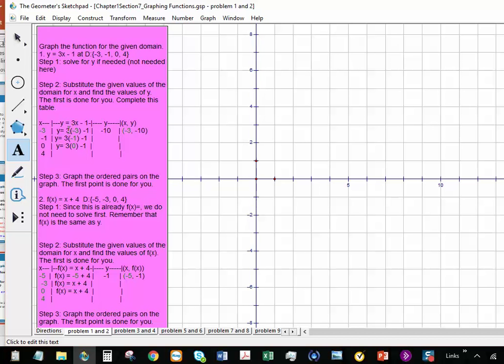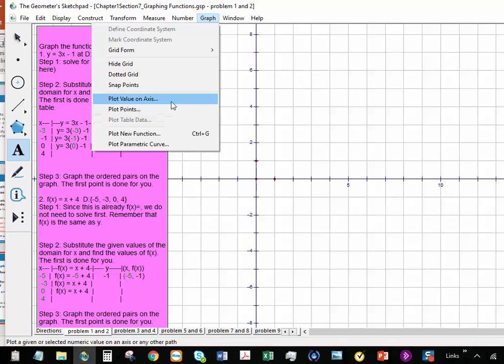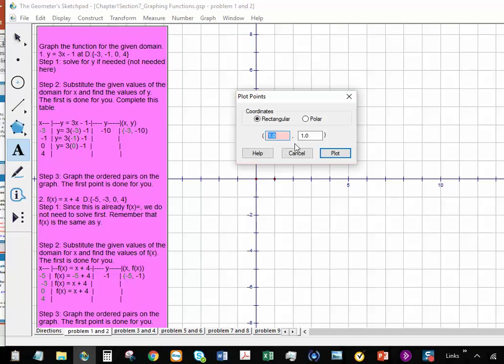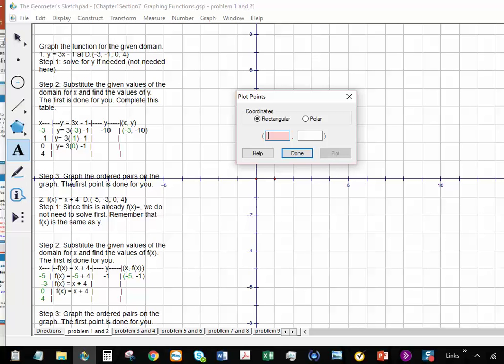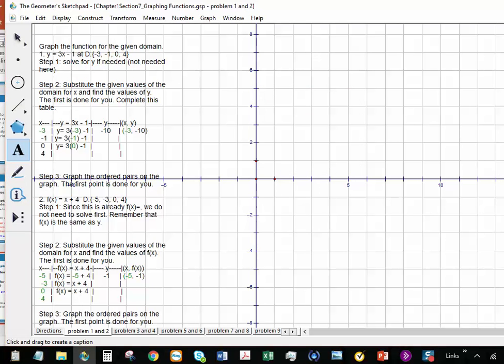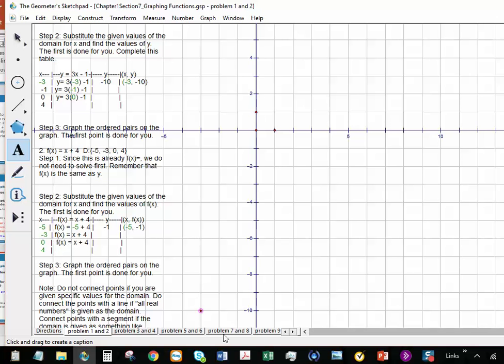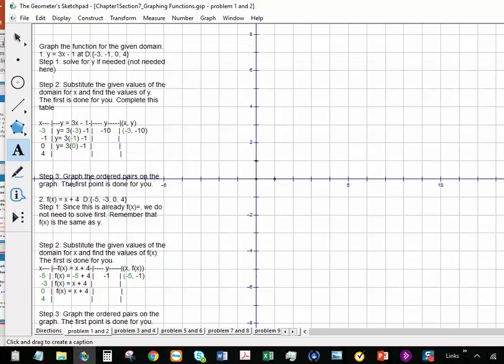The first one's been done. Put in -3, and we get 3 times -3 is -9 minus 1 is -10. So our first point to graph, plot points, is going to be -3 and -10. And then click on plot. Now I'm going to scroll down a little bit to show you where that point ended up. There it is. It's a little bit lower than what my view showed before.